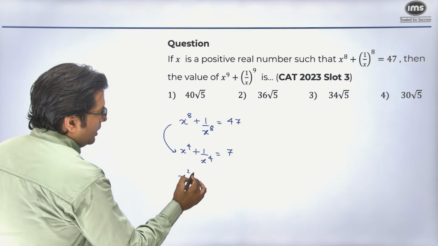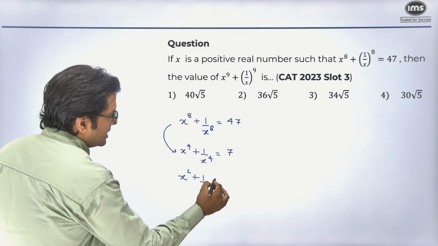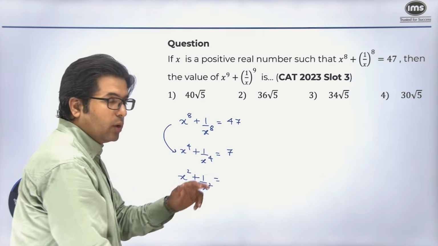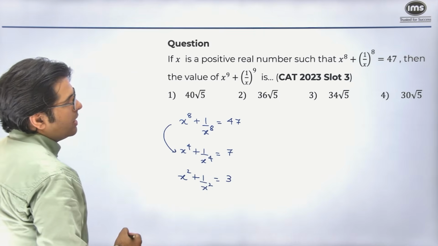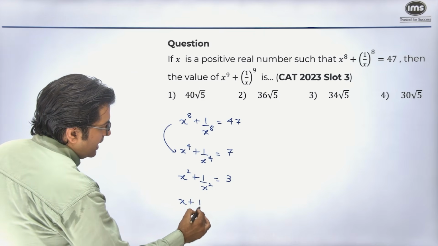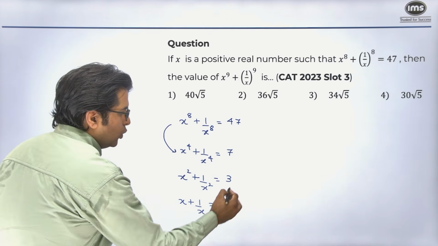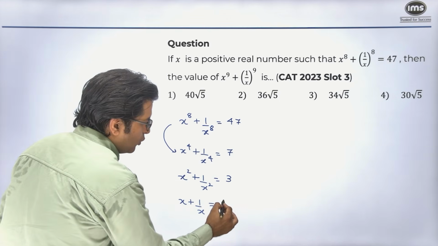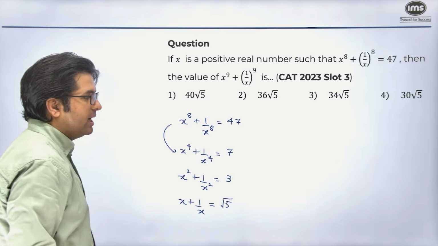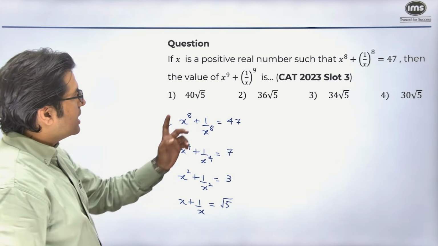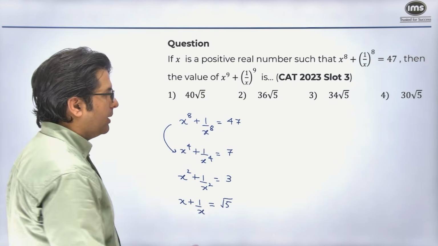Can I quickly calculate x square plus 1 by x square? Yes. I need to add 2. 7 plus 2, under root of 9 is 3. Can I calculate x plus 1 by x? Yes. I just need to add 2. 3 plus 2 would give me 5. Root of 5 would be the answer for x plus 1 by x. But that is not what they are asking. They are asking x to the power 9 plus 1 by x to the power 9.